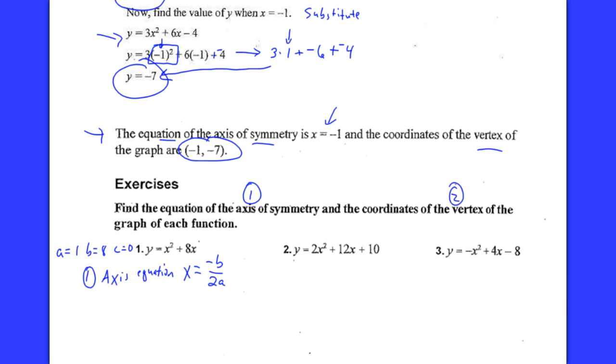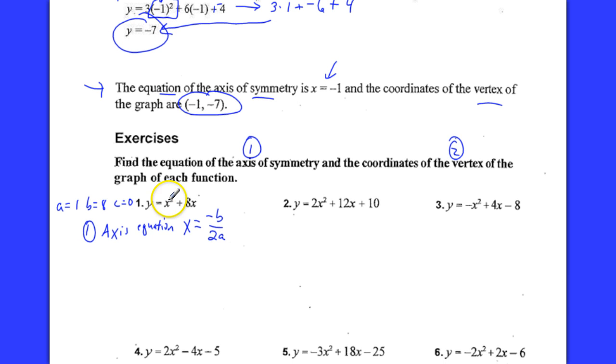All right, let's find that. If I take the opposite of b, well, b is 8, so I know that x is equal to negative 8 over 2 times a, and a is 1, so that all works out to be negative 8 divided by 2, which is negative 4. So the equation is x equals negative 4. All right, so that's the axis of symmetry.